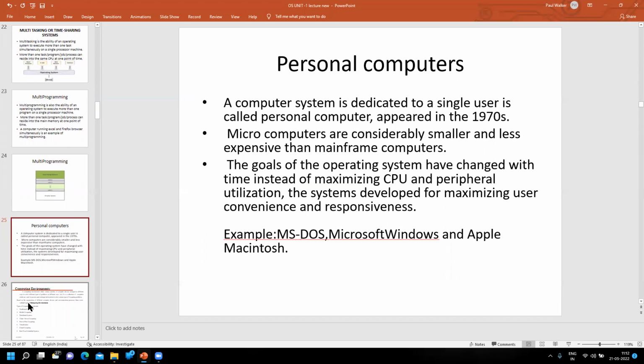As we know, the next topic is the personal computer. A personal computer is dedicated to a single user. It was introduced in the 1970s. There are many types of computers: microcomputers, minicomputers, and mainframe computers. The main goal of the operating system is to provide effective utilization of the CPU and peripheral devices. For example, MS-DOS, Microsoft Windows, and Apple Macintosh are popular examples of personal computers.